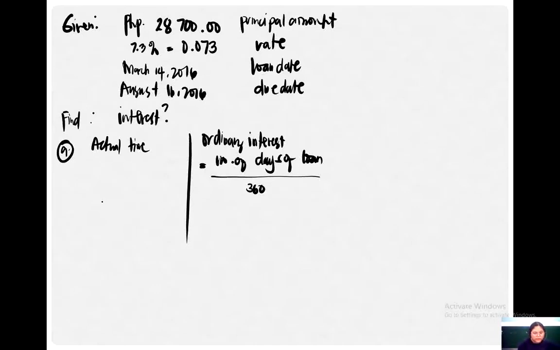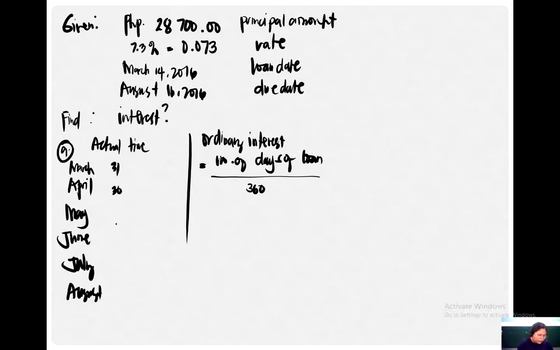So for our actual time, again, let's list down the months. It starts at March, April, May, June, July, and August. So the actual time for March, we have 31. For April, we have 30. For May, we have 31. June, we have 30. And July and August, we have 31, 31.